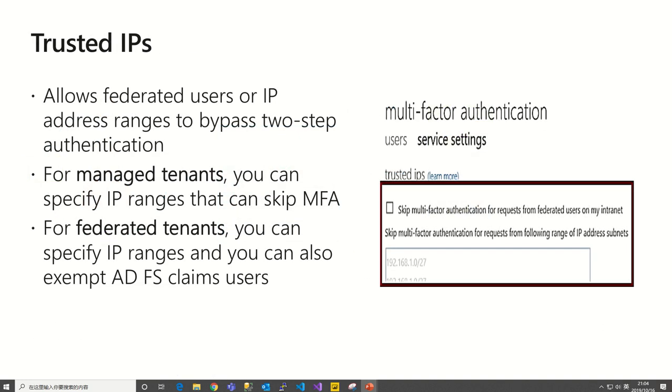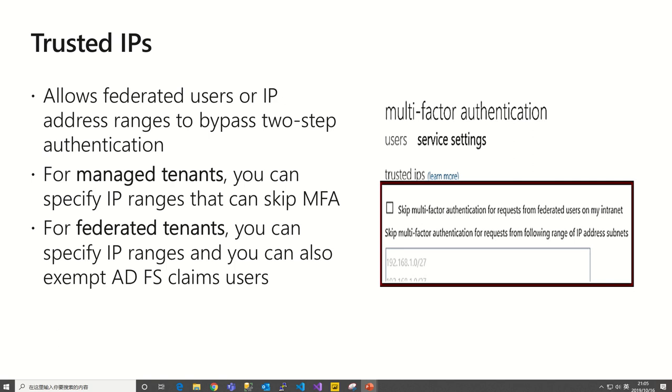And trusted IPs, we introduced this. This is the range of IPs you provide. It's also a feature to allow federated users or IP ranges to bypass two-step authentication. Notice there are two selections we saw here. Which selection you can make depends on whether you have managed or federated tenants. For managed tenants, you can specify IP ranges that can skip MFA. For federated tenants, you can specify IP ranges, and you can also exempt ADFS claim users. You have the two options.